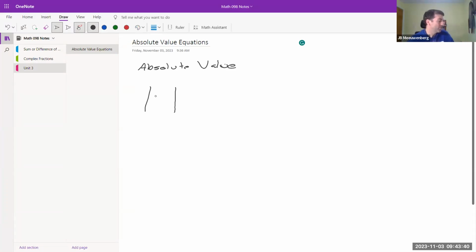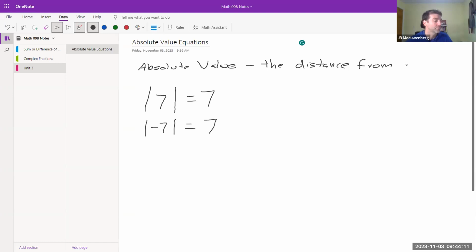And maybe you remember from an earlier lesson that if you put a number in here and you say the absolute value of 7, that's what this is asking you for, that is going to be equal to 7. And if you take the absolute value of -7, that's also going to be equal to 7. So what does absolute value really mean? Its definition is the distance a number is from 0.